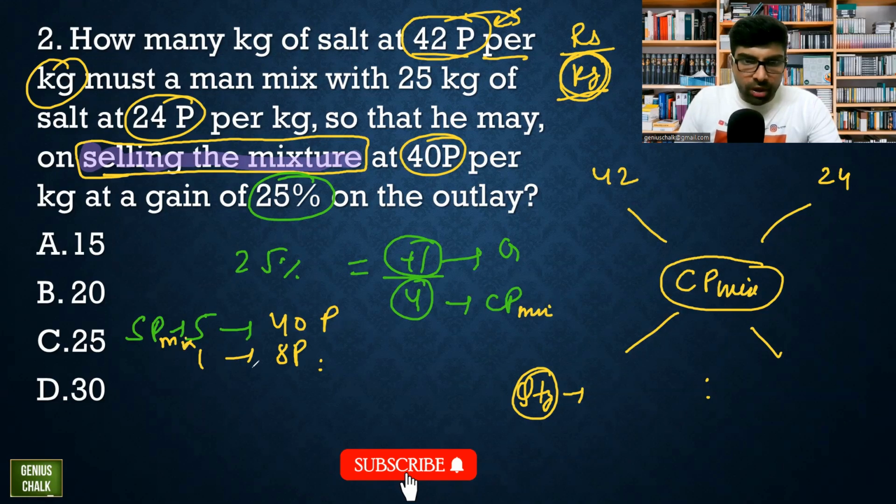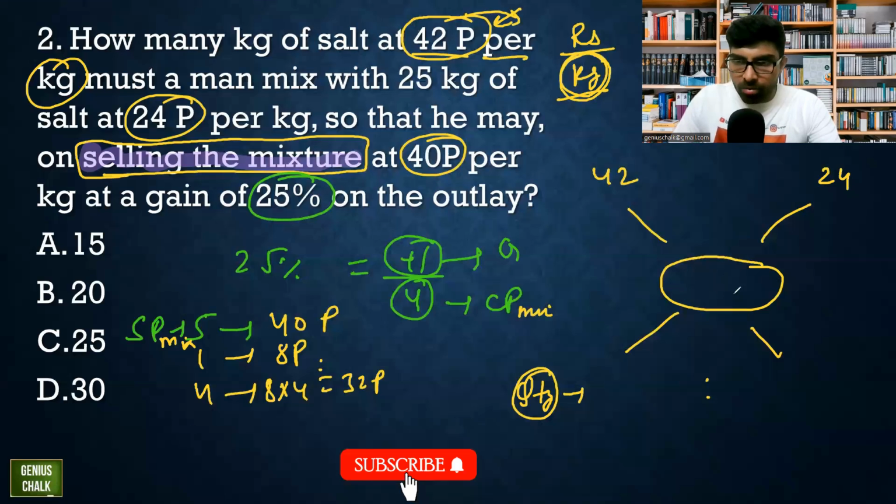So if 1 unit is 8, so 4 units will be 4 into 8, that is 32 paisa. So here I will write 32. I will not write 40 here. Why so? Because it is the selling price of the mixture and I require the cost price of the mixture. Now you know the rule: whatever is more, we subtract that.